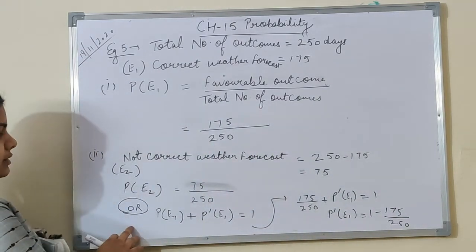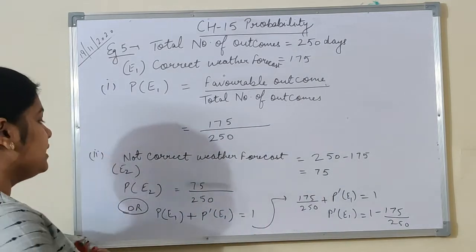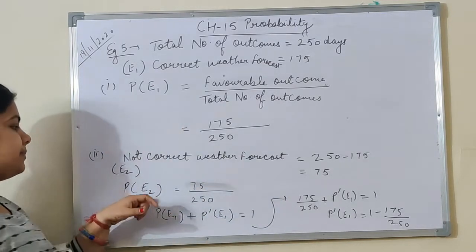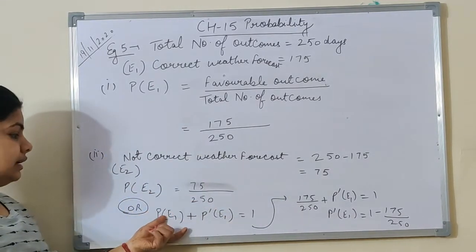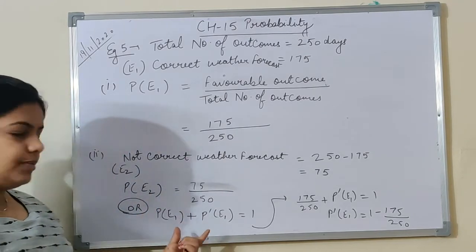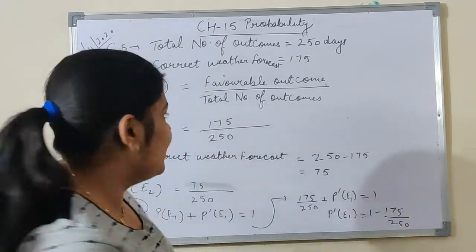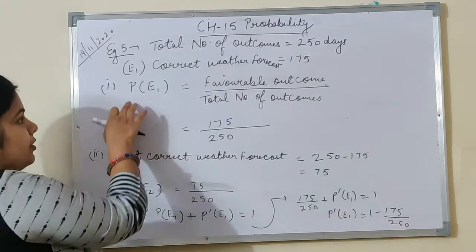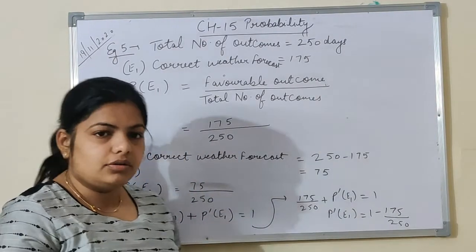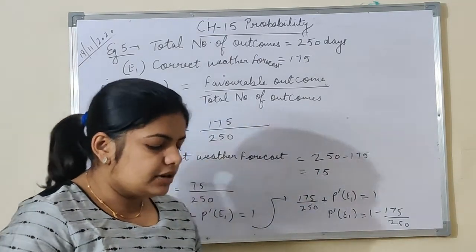So here are two ways. If this second way is still not clear, I will tell you on Saturday. Again I am repeating: first, find not correct and then apply the formula of probability. Second, you can apply the direct formula of probability and non-probability and find the value of non-probability. That will be the probability for the second part only. Okay, then come to example number 6.